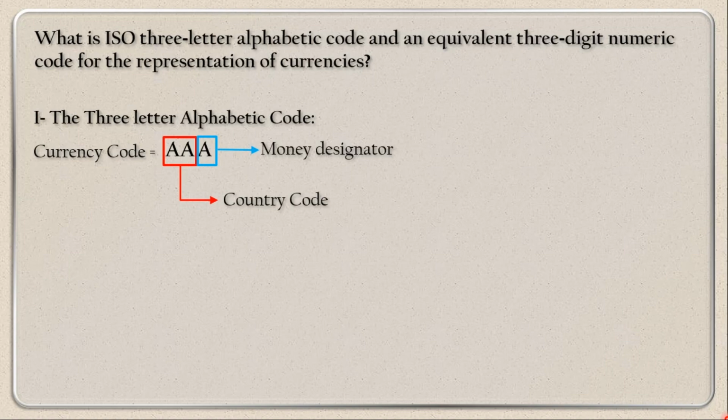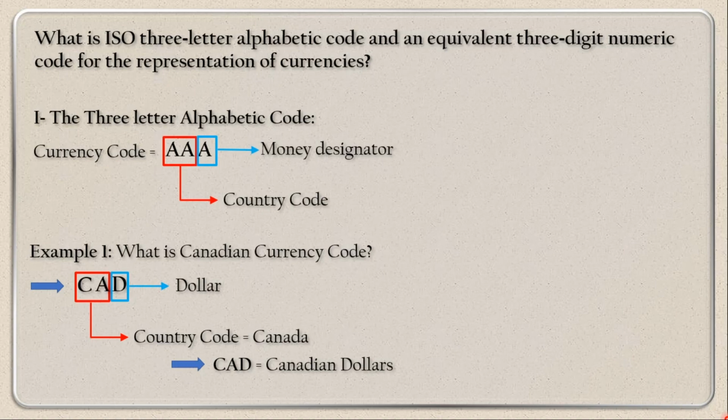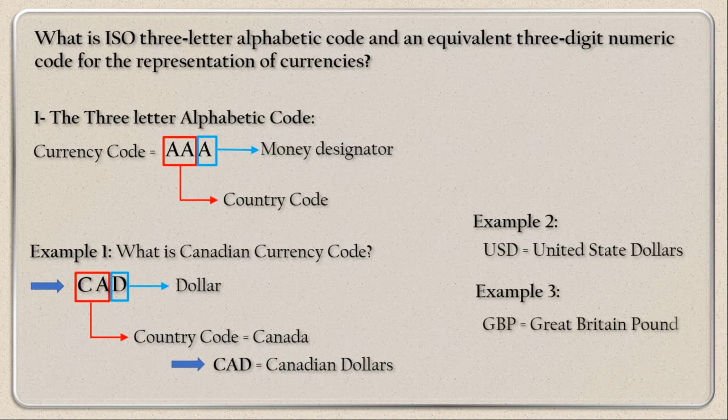Let me give you an example. Example 1. What is the Canadian currency code? The Canadian currency code is CAD. So what does it mean? CA indicates the country code, which is Canada. D is the money designator, meaning dollar. So CAD is Canadian dollars. Example 2. USD means United States dollars. US is the country code and D is the money designator, which is dollar. Example 3. GBP is Great Britain pound.